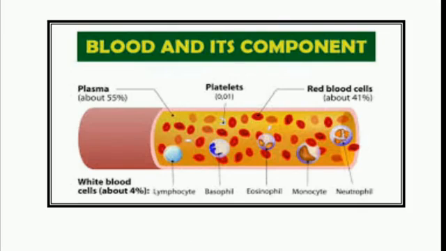Coming to the components of blood, blood is mainly made up of four components: plasma, platelets, RBCs, and WBCs. Plasma constitutes about 55% of the entire blood volume. Platelets are around 0.01%. Red blood cells constitute around 41%, and white blood cells about 4%. White blood cells are further subdivided into five categories.